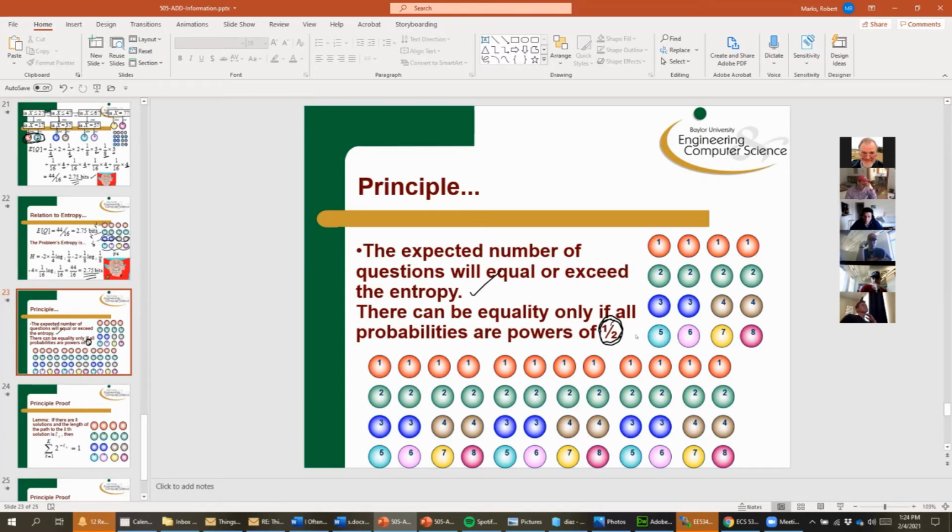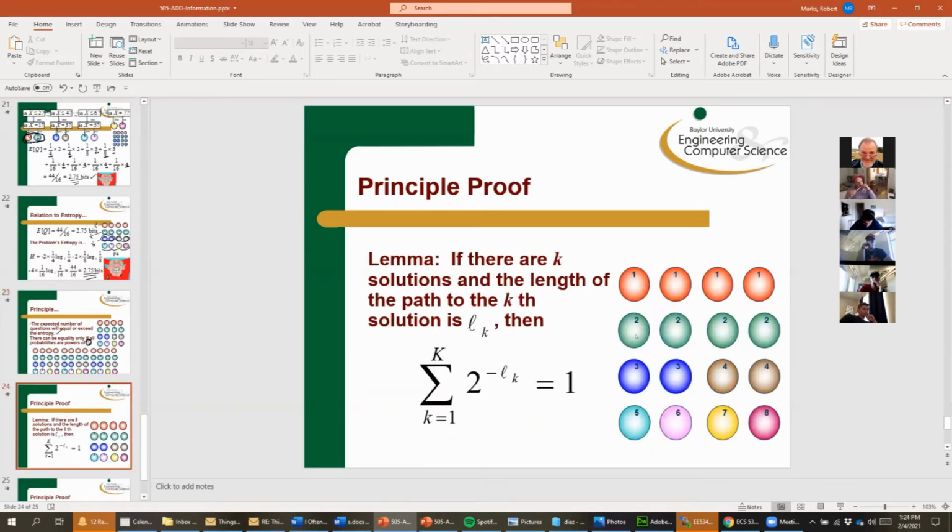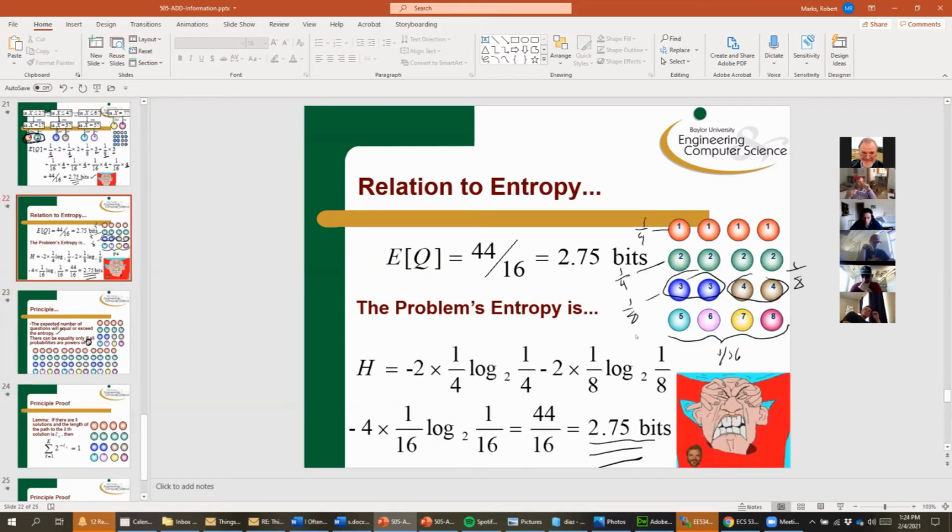We're limiting what we're doing to just probabilistic insights, if you will. There is a lemma that if there are k solutions and the length of the path to the kth solution is L sub k, then this summation applies. Boy, that's not obvious at all, is it? Well, let's go back to here.